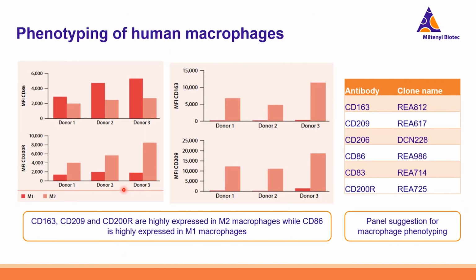This is an example of human macrophage phenotyping using the REAfinity antibodies. And the results show that CD163, CD209, and CD200R are highly expressed in M2 macrophages, and CD68 is highly expressed in M1 macrophages. And the table on the right shows a panel suggestion for macrophage phenotyping.